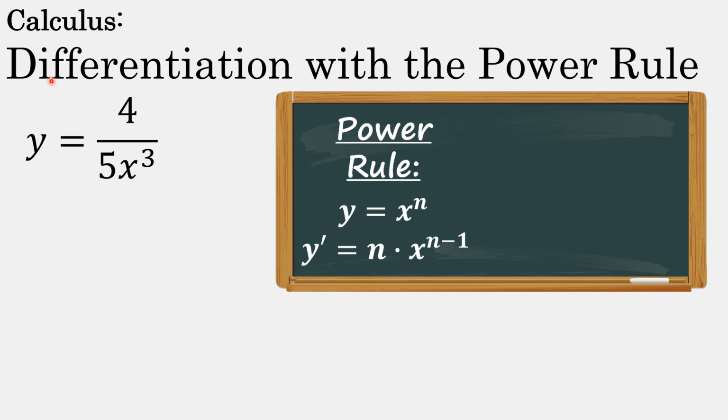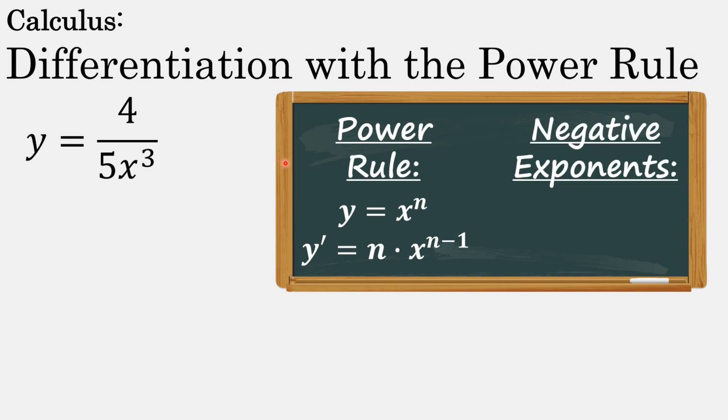This rule can be used again to find this derivative. However, it can only be applied if x is not in a denominator. Therefore, before we can apply the power rule, we have to consider the rules for negative exponents. If you have a base to a negative power, that's equal to 1 over that base to the positive power.